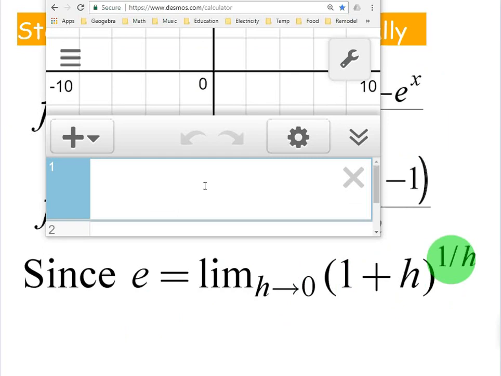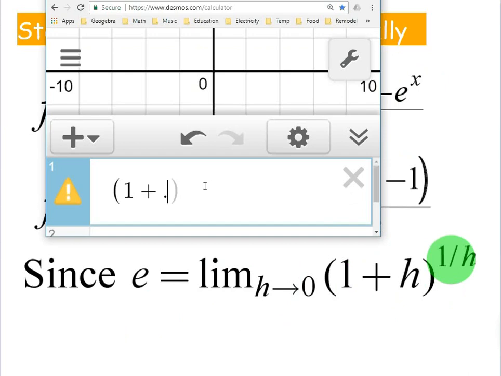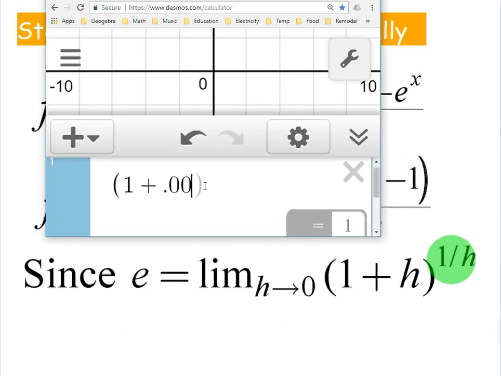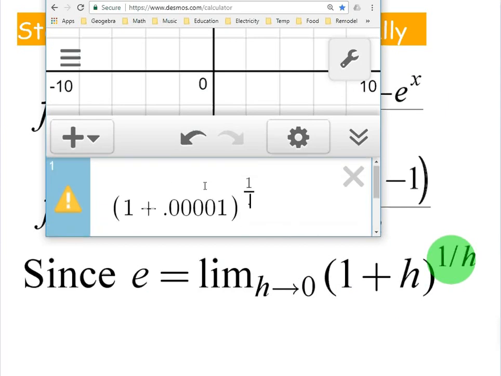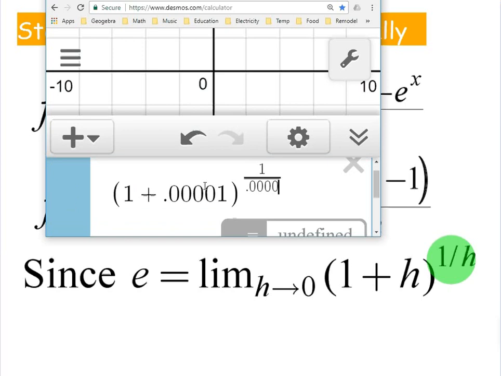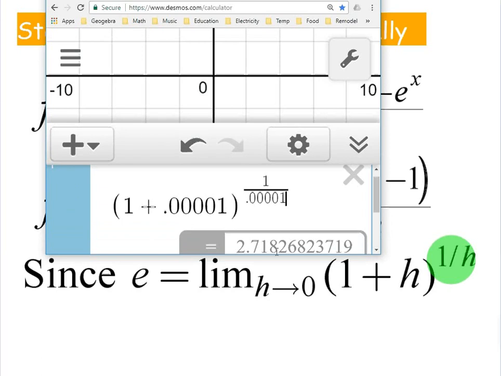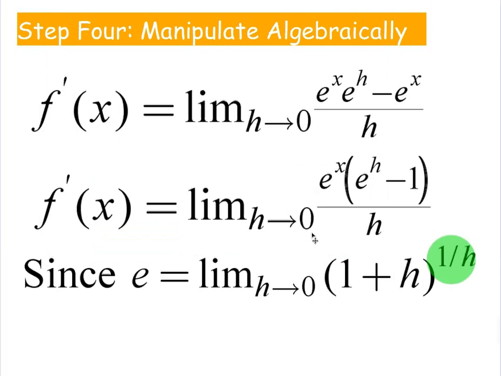I'm using Desmos, the online version, which is an excellent graphing calculator. And I'm going to type in 1 plus, now for h, I'm going to plug in something really small like maybe 4 zeros and a 1. And then I'm going to raise that to the power of 1 divided by 0.00001. And notice what number I get back. It looks a lot like e, 2.718. And so e is just the limit as h approaches 0 of 1 plus h to the 1 over h. In fact, that's what e is.